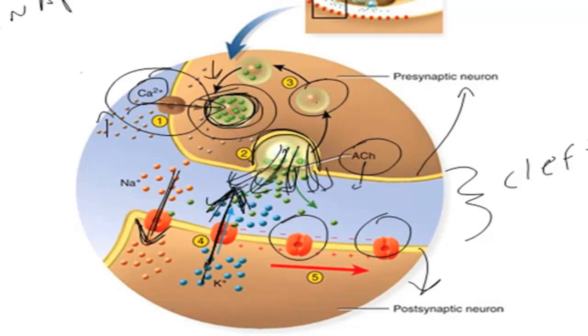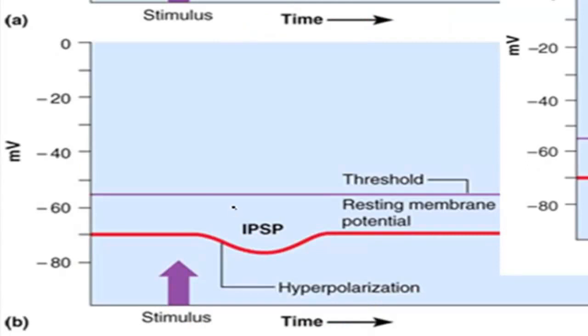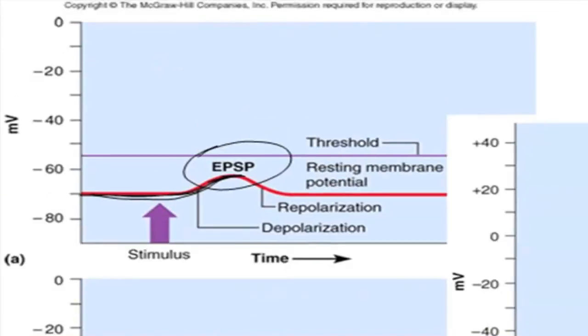That result is called an IPSP. You've made the membrane potential more negative by opening up potassium ion channels and inhibited it from generating an action potential. That's called an inhibitory postsynaptic potential, or an IPSP. If the EPSP is big enough, it will go all the way to threshold and generate an action potential, just like we saw before. So there are three possible results from a chemical synapse.